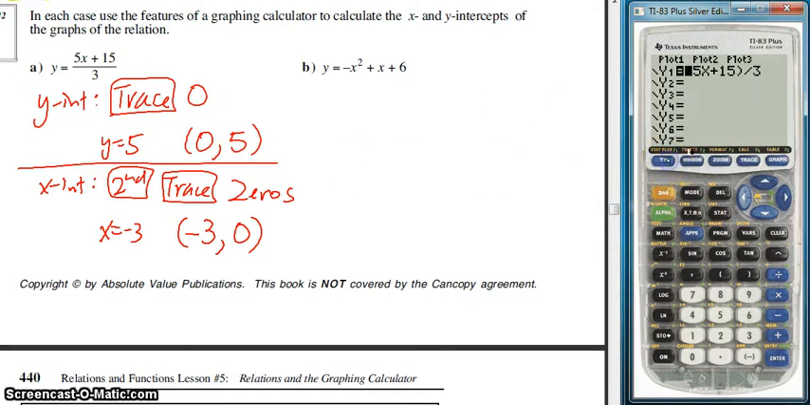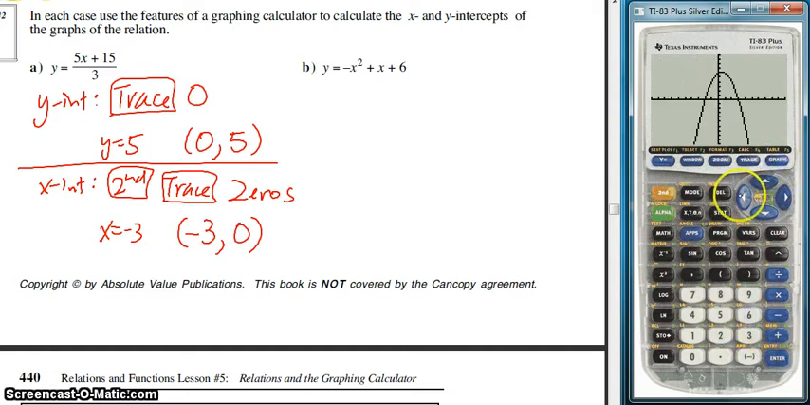Okay, now I have a parabola. So clear everything. Negative x, enter the square, this button, plus x plus 6. Okay, it's a parabola. It looks pretty good. I see the max, I see the y-intercept, x-intercept, so I don't need to adjust my window.